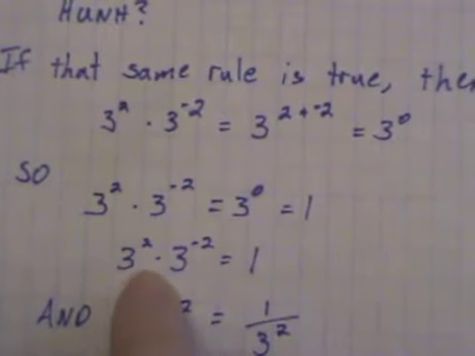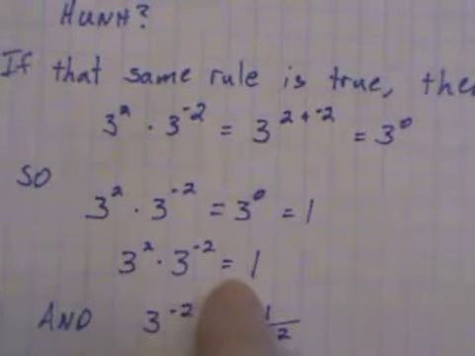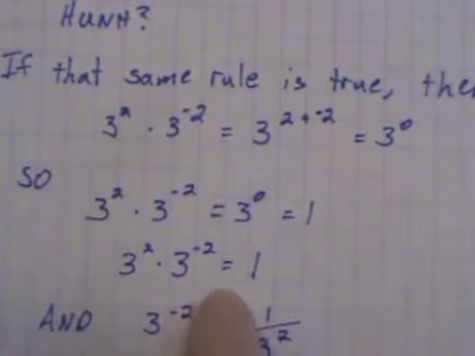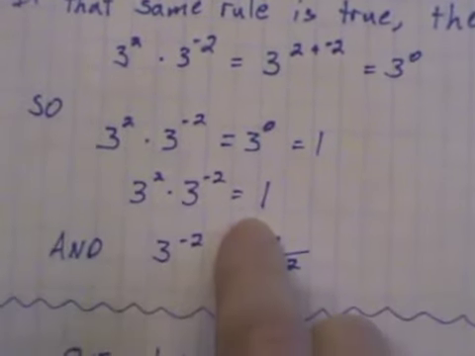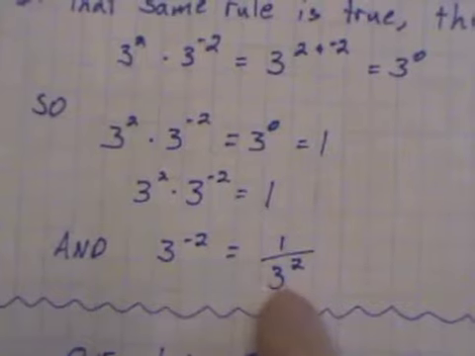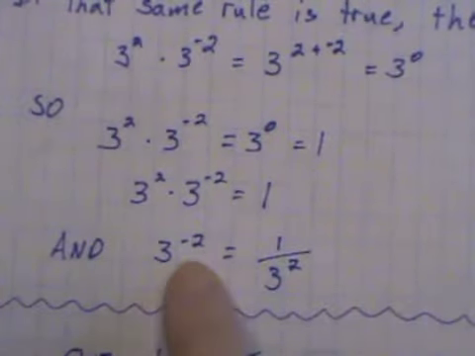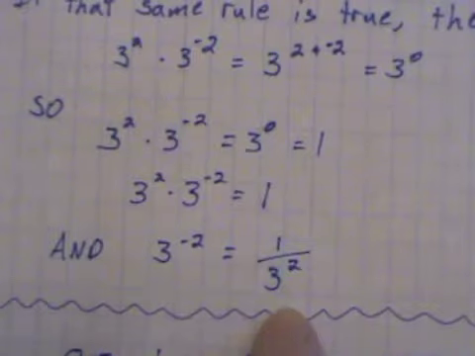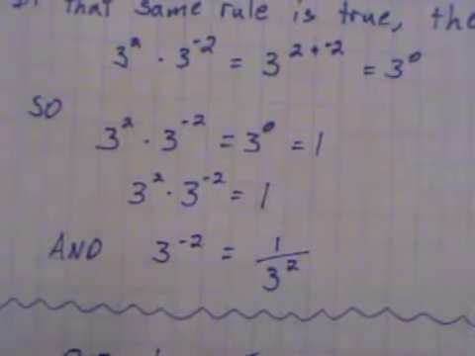This is where it starts to get fun. So we know that 3 squared times 3 to the negative 2 equals 1. Look at this as your equation. And then divide both sides by 3 squared, so you can isolate 3 to the negative 2. Look at that. 3 to the negative 2 equals 1 over 3 squared. Pretty cool. I know, you're just going to have to let that soak in. You can thank me later.